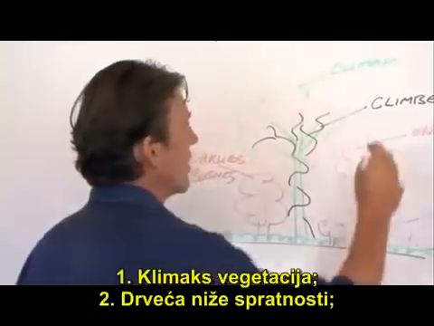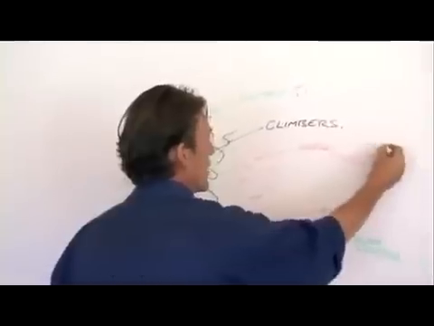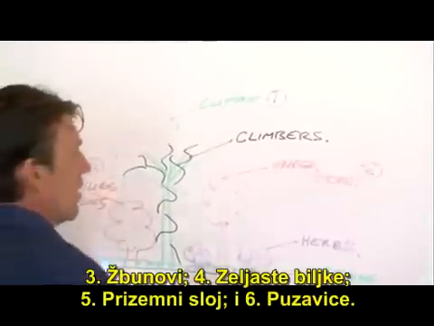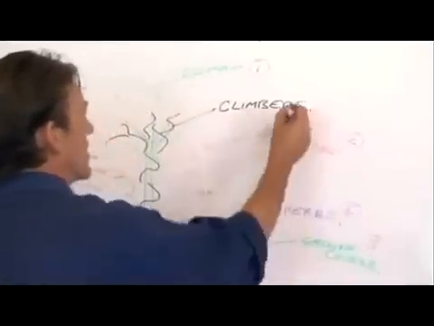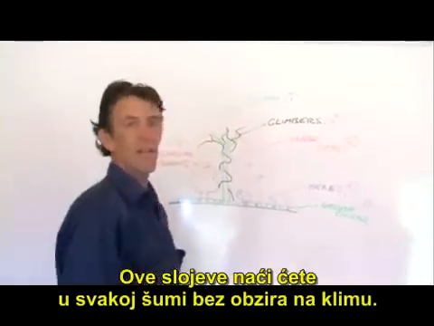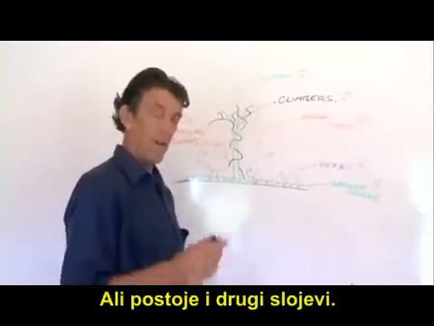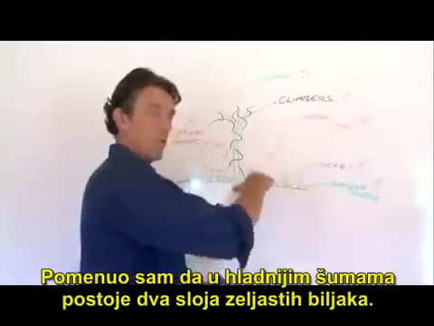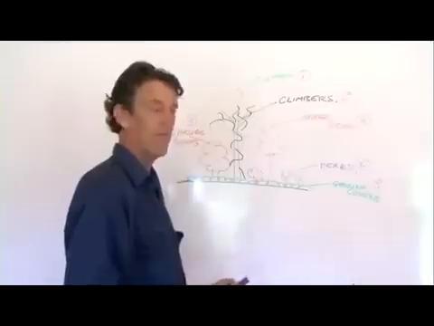Let's count them through. We had 1, the climax, 2, the understory, 3, the shrubs, 4, the herbs, 5, the ground covers, 6, the climbers. Those layers are in every forest. Doesn't matter what climate it is. But there are other layers. Like I mentioned before, there's 2 layers of herbs, tall and short herbs in the colder climates, the temperate forests.